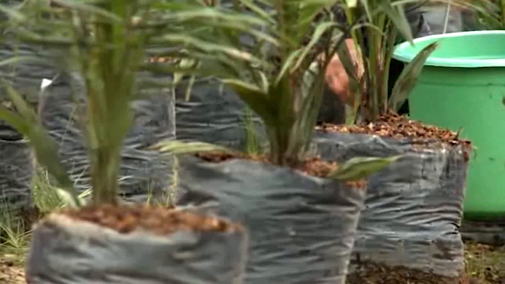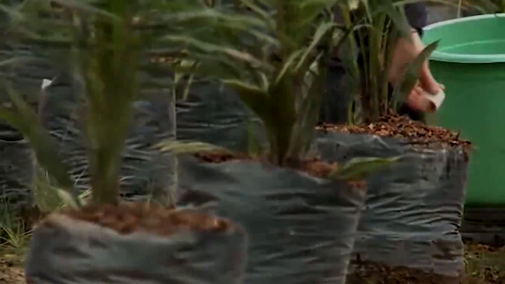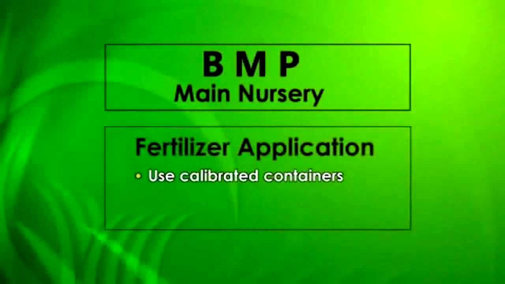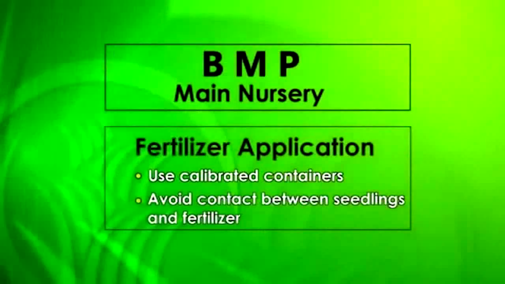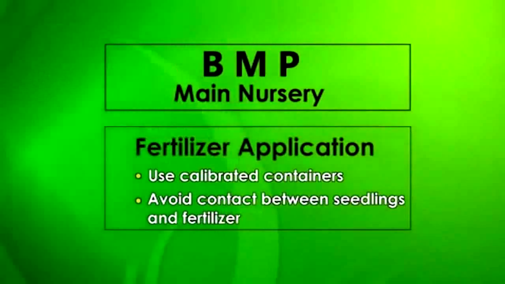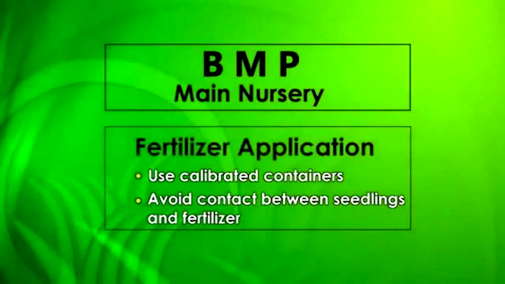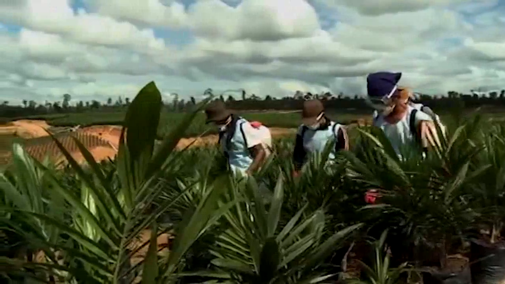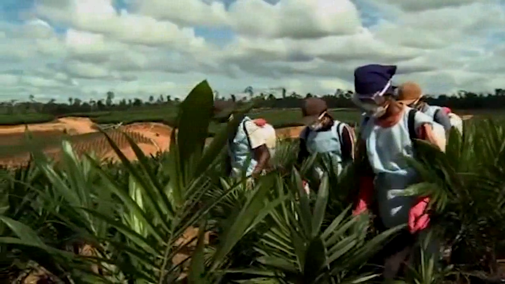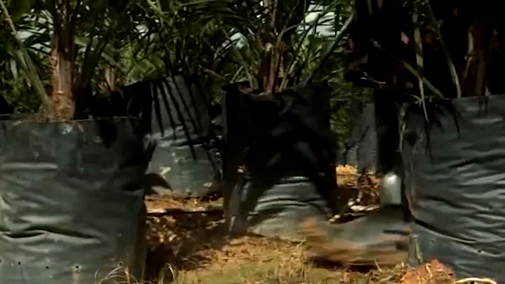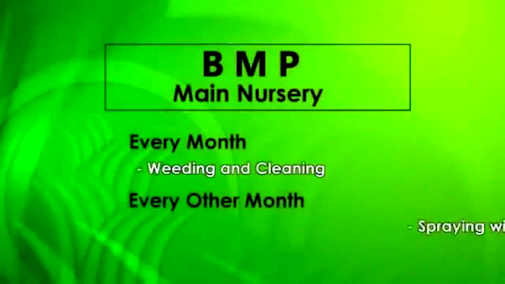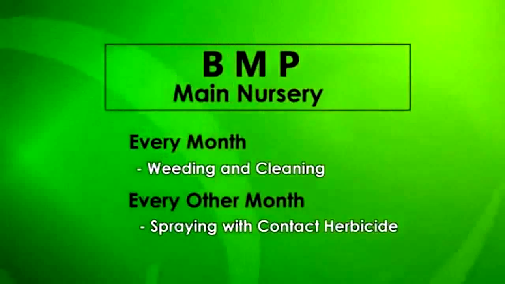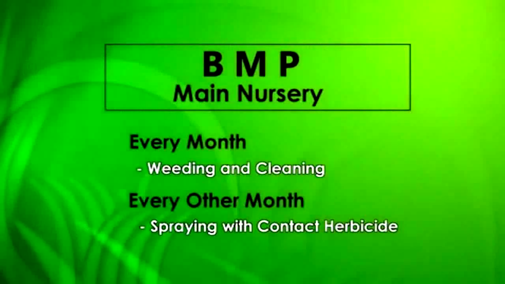Fertilizer should only be applied by well-trained teams using calibrated containers, avoiding any contact between seedlings and the applied fertilizer. Additional plant nutrients come from mulch. Every other month, as a second weed prevention measure, ground space between polybags is sprayed with contact herbicide. Cleaning and weeding is great for seedlings and bad for pests.